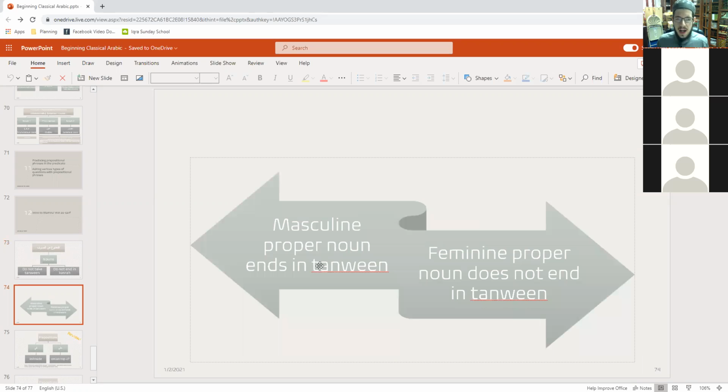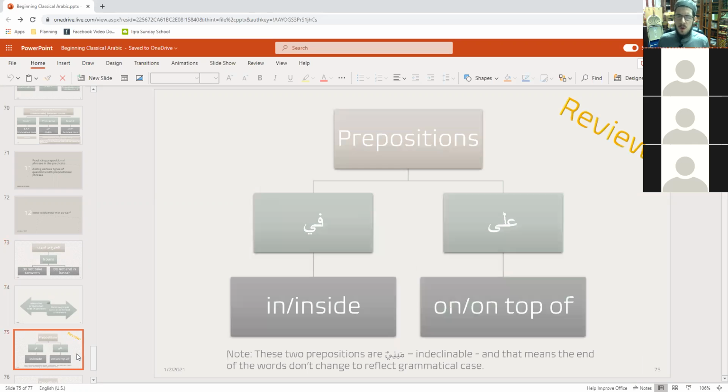Yes, so a masculine proper noun will end in tanween, Muhammadun, whereas feminine proper nouns do not end in tanween. Are there exceptions? Yes, there are exceptions, but they are few. What's the whole purpose of those? The whole purpose is, in Arabic, the grammarians, they want to differentiate between nouns that resemble verbs, and we'll get there later. But if you're wondering, this thing is so random, why did they decide to have this group of words not adhere to the normal rules? It's to avoid resembling a verb. But we'll get there later.